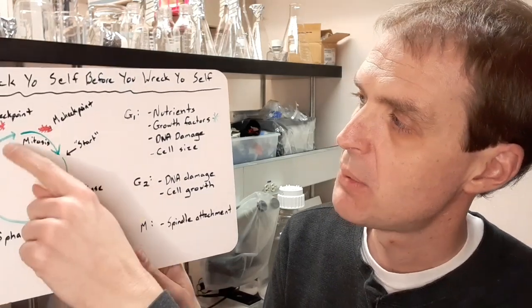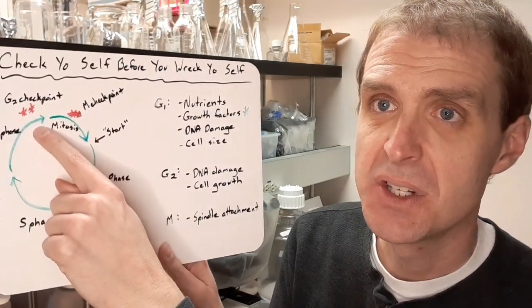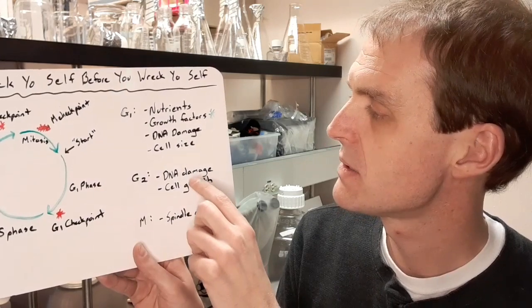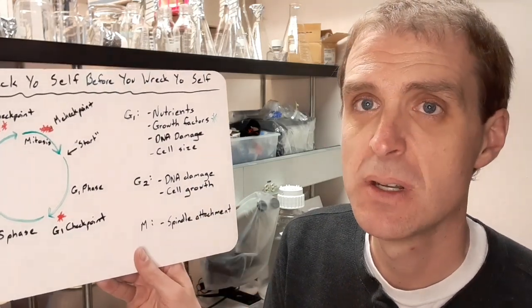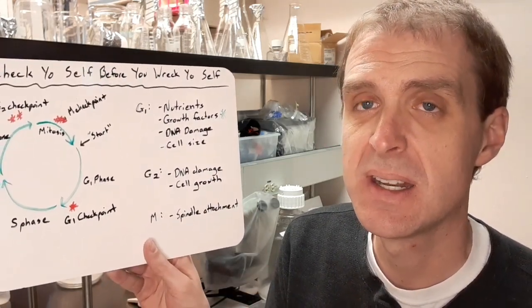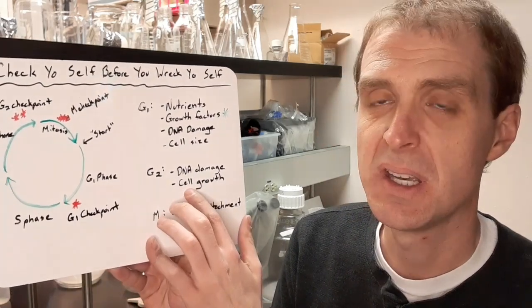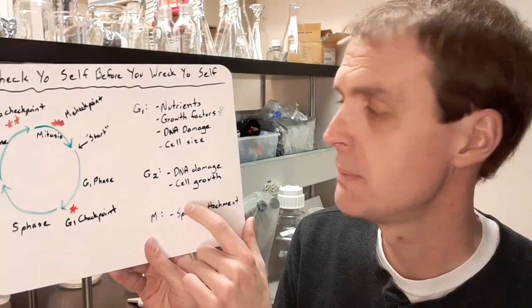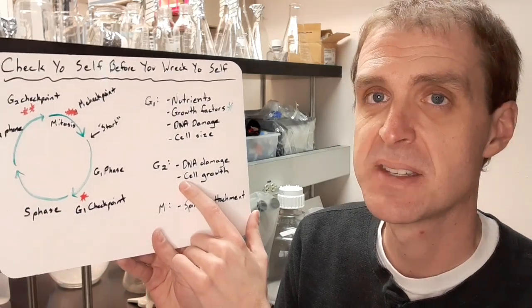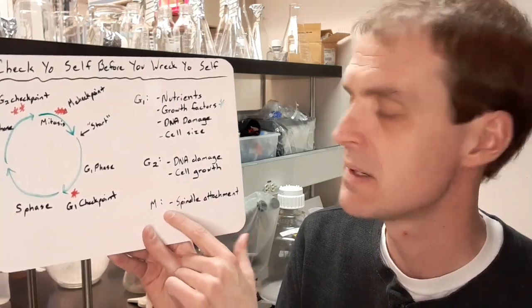At the G2 checkpoint, right up here at the end of the G2 phase, you also want to check for DNA damage. Specifically, did the DNA get replicated properly during the S phase? And then you want to, again, look for cell growth. Are we big enough now for that cell to break into two daughter cells?